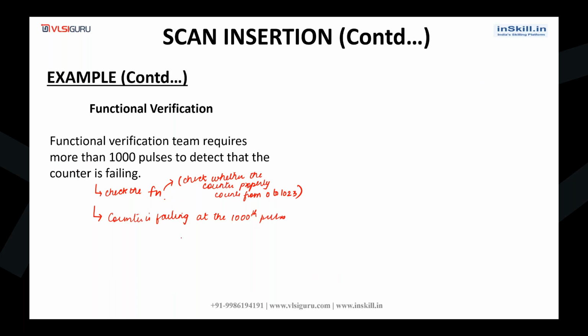Okay, so that is why 1000 pulses are required for this. And then some more clock pulses will be required for counter initialization and counter observation.